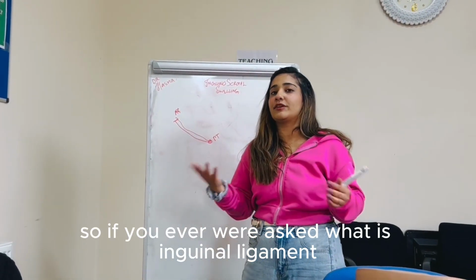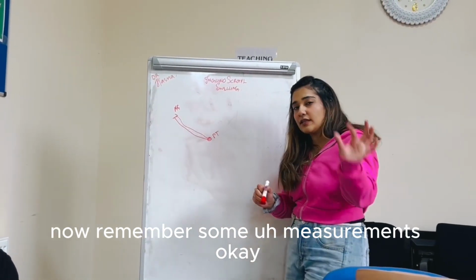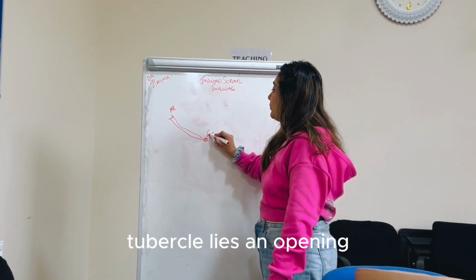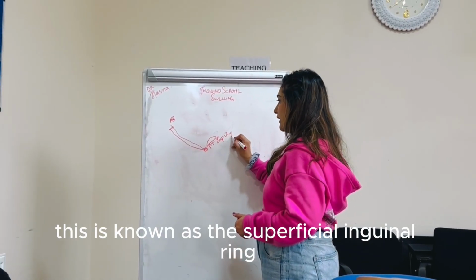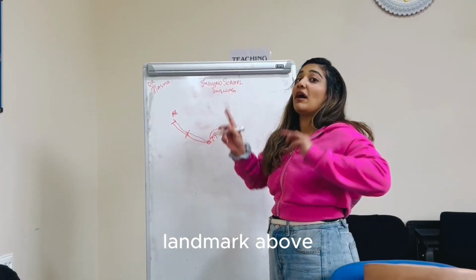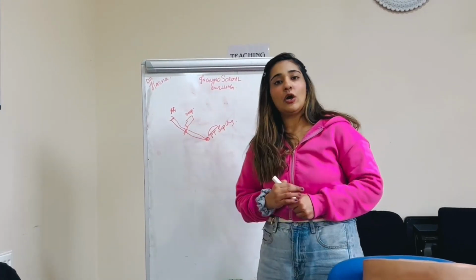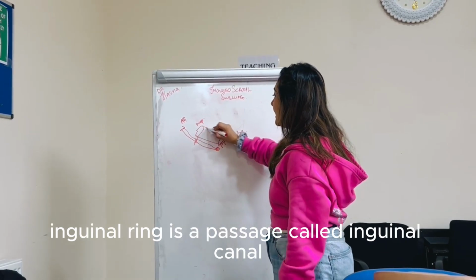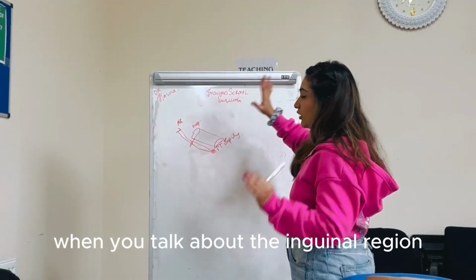If we are ever asked what the inguinal ligament is, we know it runs from here all the way to the pubic tubercle. Now, remember some measurements. Half an inch above the pubic tubercle, medial and above it, lies an opening known as the superficial inguinal ring. The midpoint of the inguinal ligament is the second landmark, half an inch above which lies the deep inguinal ring. This is the main concept. Running between the deep and the superficial inguinal ring is a passage called the inguinal canal. This is what you need to understand when you talk about the inguinal region.